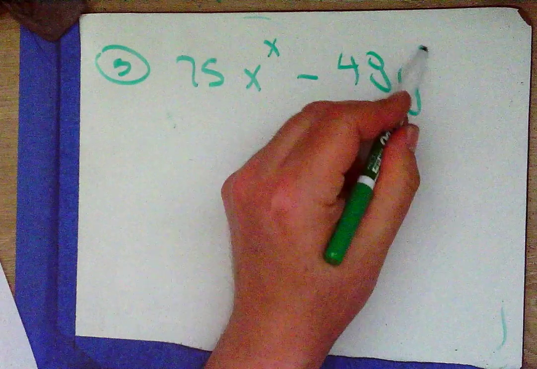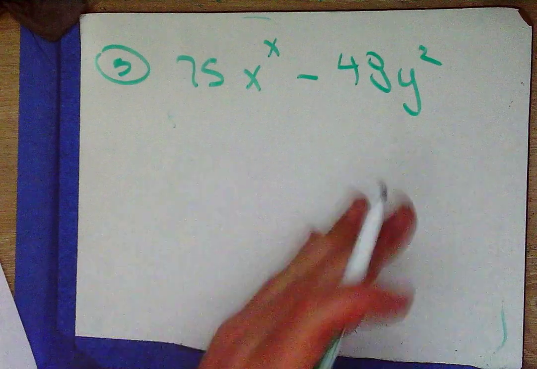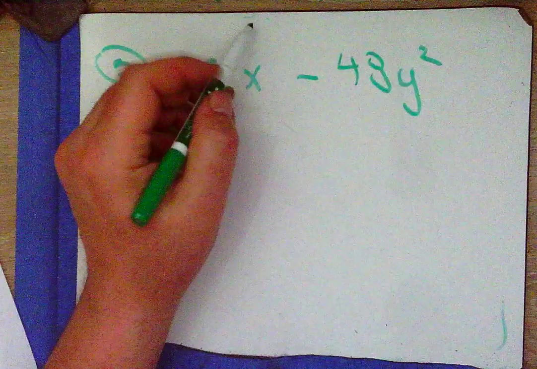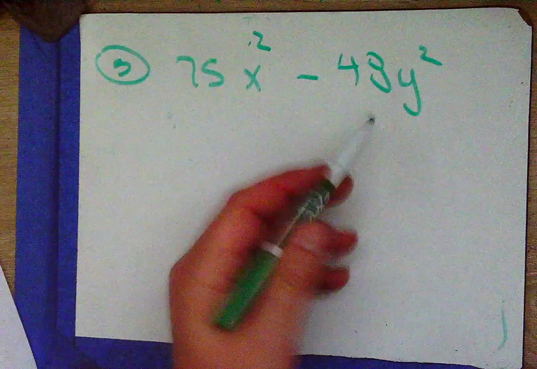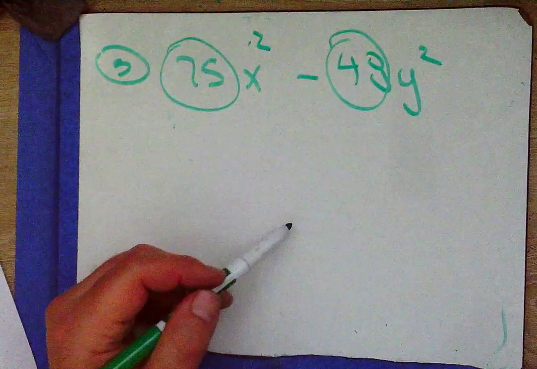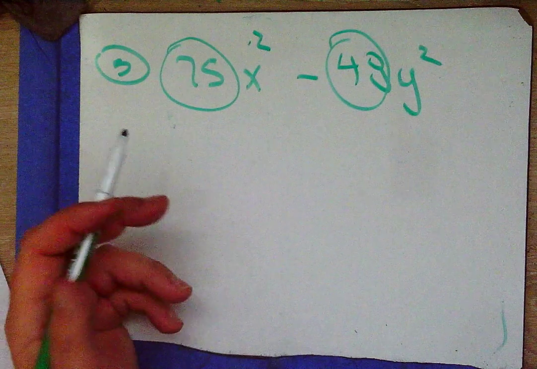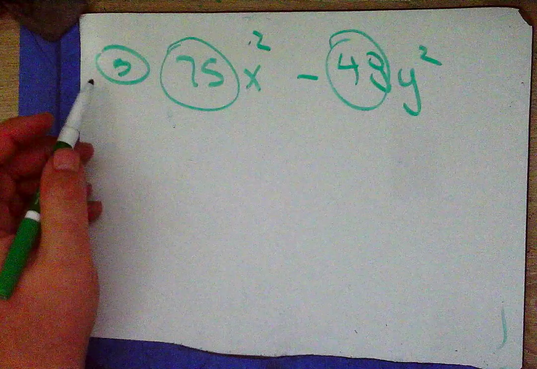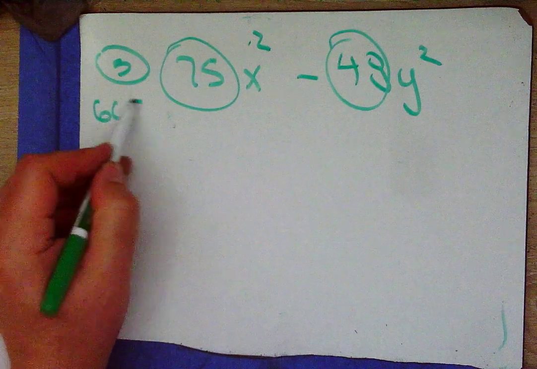Okay. Is that a difference of cubes? No, because these are squared things. Is it a difference of squares? Well, that's not a perfect square, and that's not a perfect square. But what should I be doing? What should I always do first?